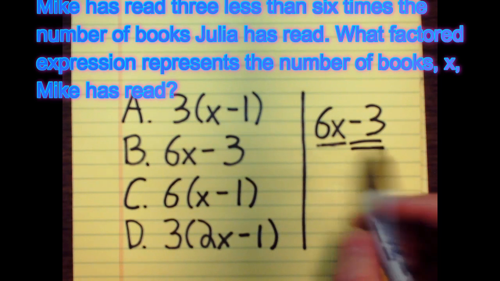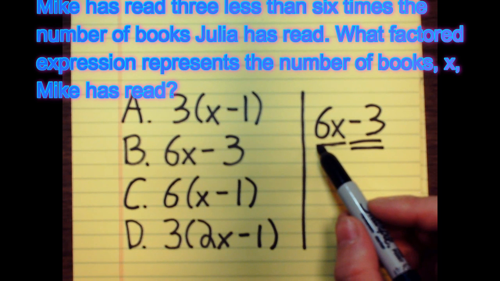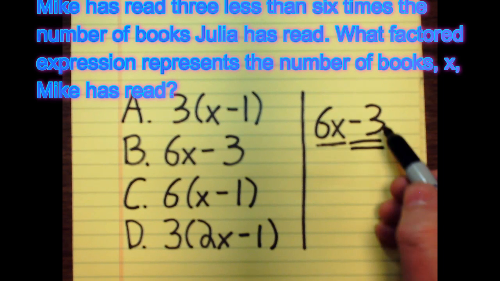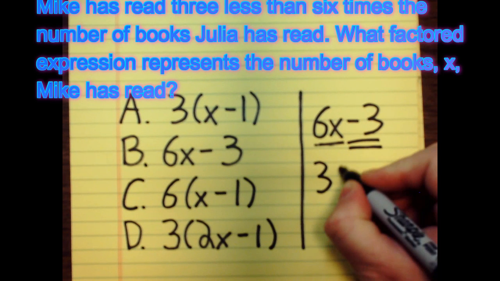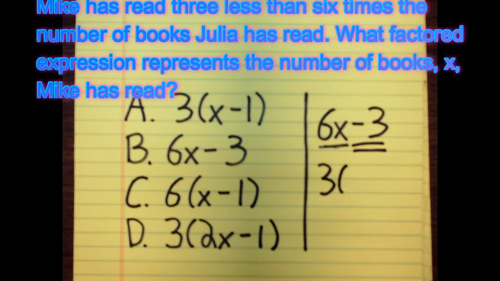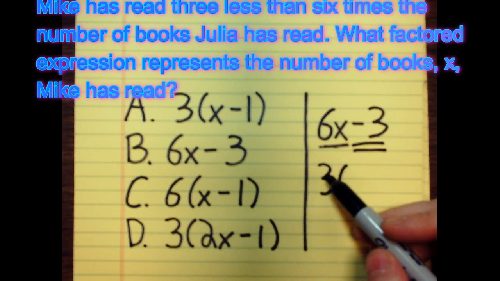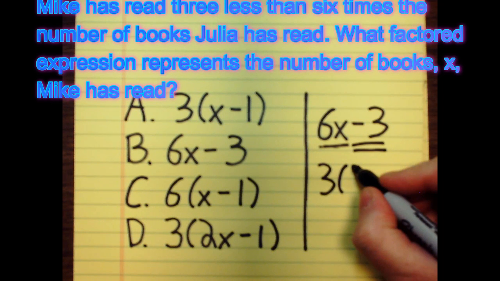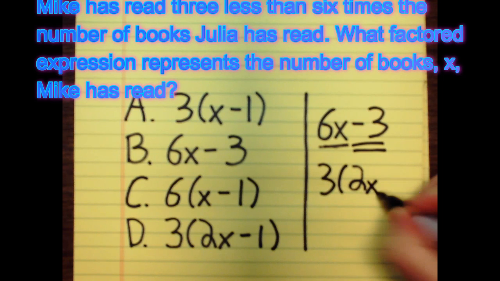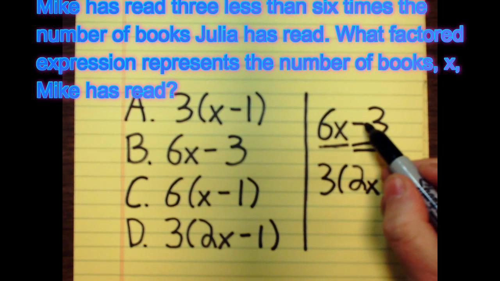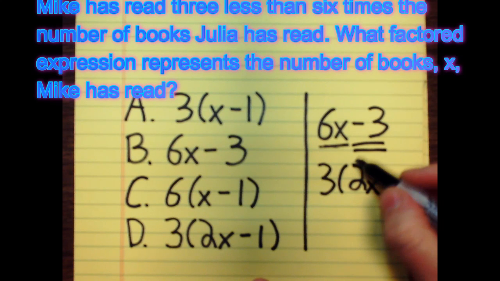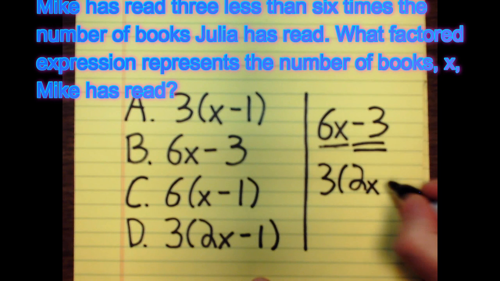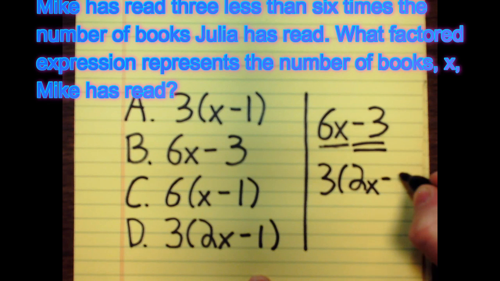Some people like to think about it as the opposite of distributing. So we're going to take the 3, and we know we can bring it to the outside because we're going to factor that out. Then we say, well, how many times will 3 go into 6? That will be 2, and we have to keep our x. And how many times will 3 go into 3? We know that is 1, but we have to keep our negative sign, so negative 1.